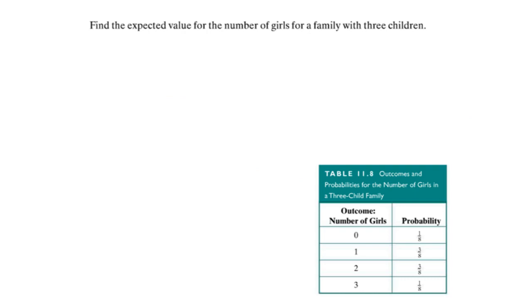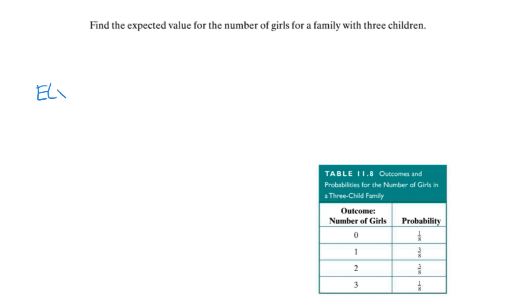So this problem is asking us to find the expected value for the number of girls for a family with 3 children. So we need to use the table that they provided for us. The table shows that in the first column, the outcome is the number of girls. So 0 girls, 1 girl, 2 girls, or 3 girls, and the corresponding probability for each one: 1/8, 3/8, 3/8, and 1/8. So we're going to take each possible outcome.